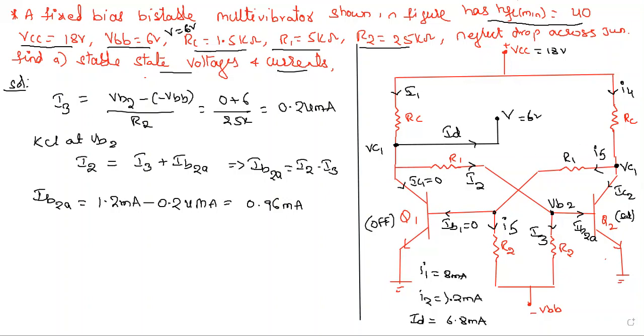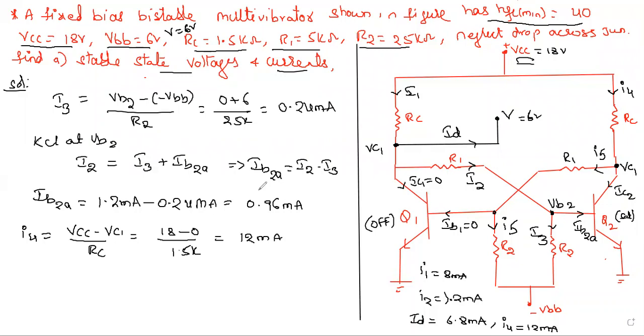Now calculate I4. So I4 is given by, as usual, VCC is known, VC1 is known. So I4 is equal to VCC minus VC1 divided by resistance RC. So VCC is 18, VC1 is 0, divided by RC is 1.5K. So 18 by 1.5, it is approximately 12 milliamps. So again here also I came to know that I4 is equal to 12 milliamps.